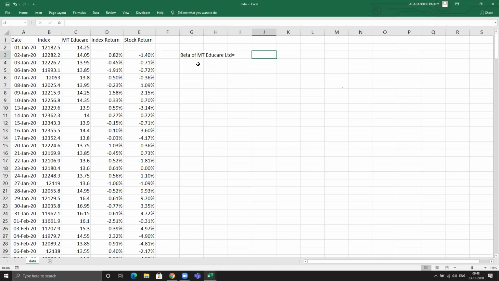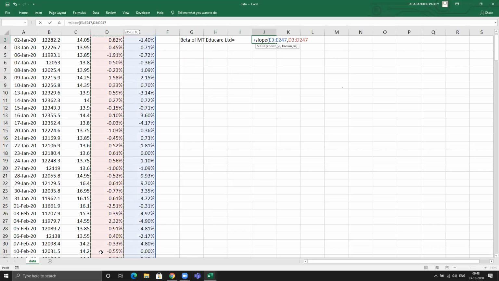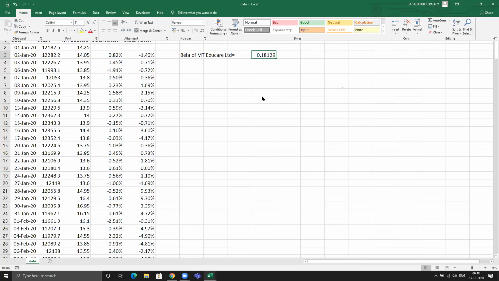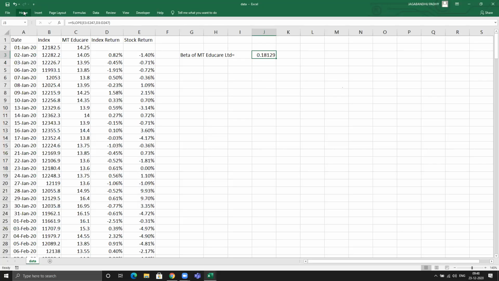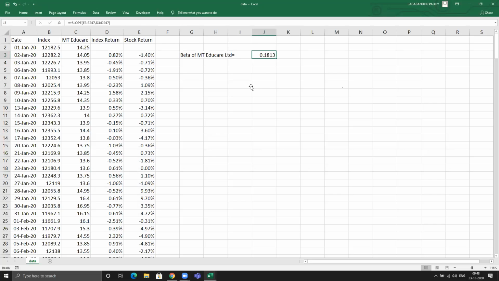Equal to slope. Yes, equal to slope. So we have got a slope function. So known y's are our stock returns. Known x are the index returns. And when I calculate it, that works out to be 0.18129. Or let me just keep it up to 4 decimals. 0.1813 is the beta of this stock.